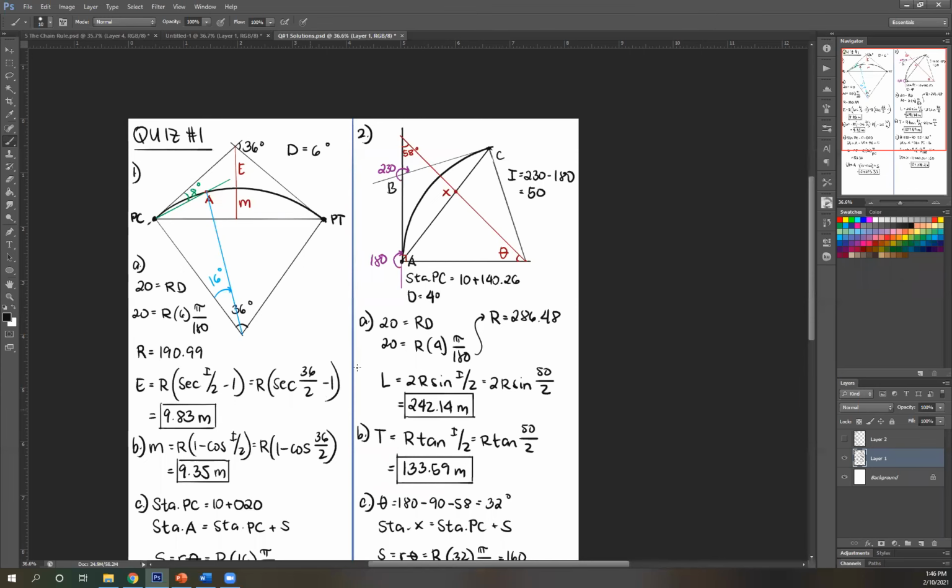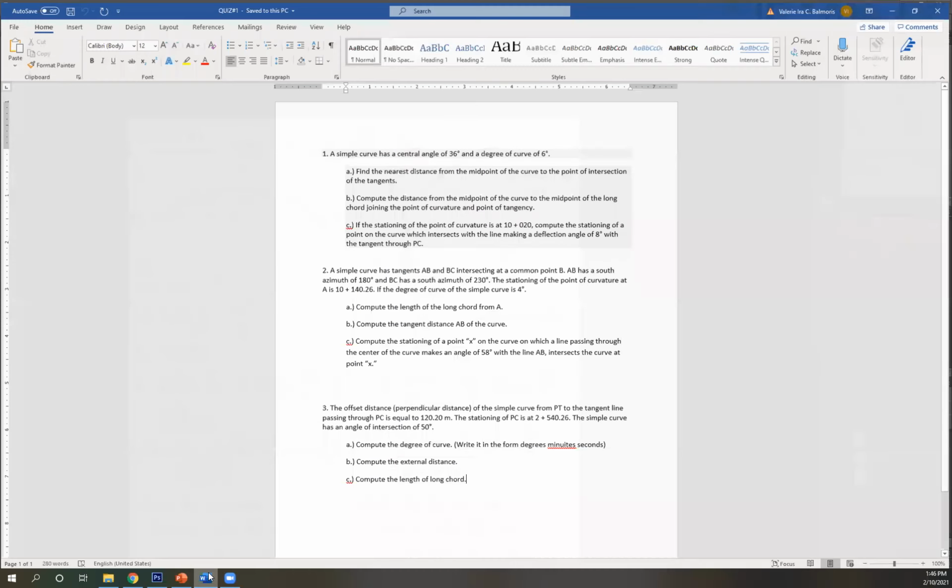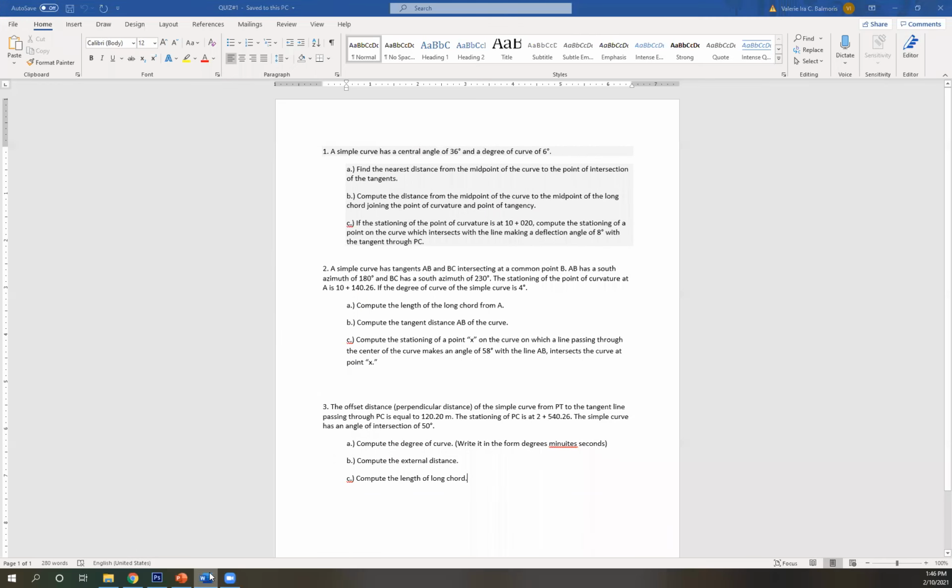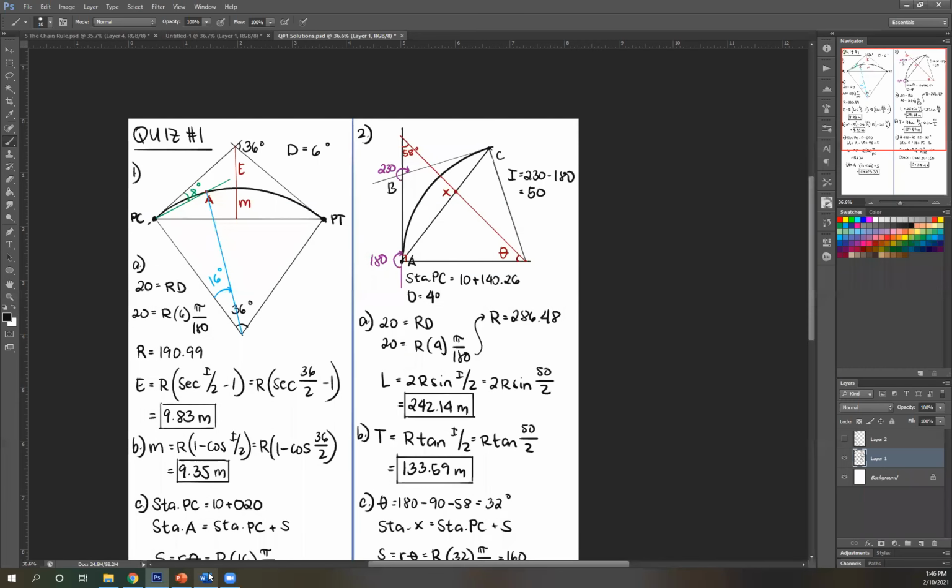And then degree of curve is 4 degrees. So what are we looking for? Length of long chord. So long chord, that's your capital L or capital C or capital LC. That's just the length between PC and PT, considering this is PT, okay? So it's this length right here. Remember, we have an equation for a long chord. Our equation is 2R sine I over 2. So I need to solve for R and I.